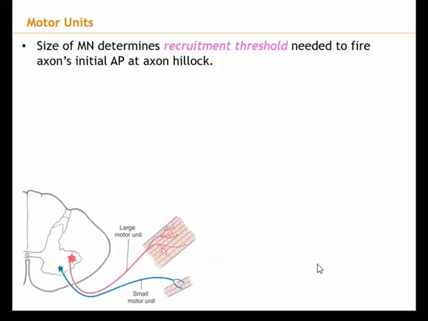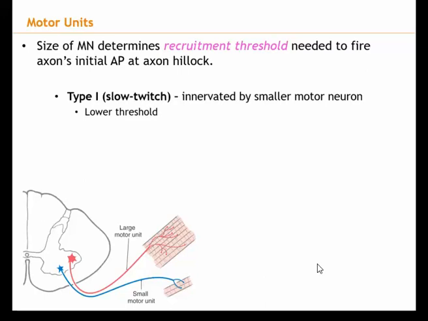Let's talk more about recruitment thresholds needed to fire an action potential at the hillock. So this gets us into thresholds, which we know a little bit about already. So there are different sized motor units that have various thresholds of activation needed to be reached in order for those fibers to contract. So type 1 we know are slow twitch. They're going to be innervated by those smaller motor neurons, and they have a lower threshold. What does that mean? That means they're easier to recruit.